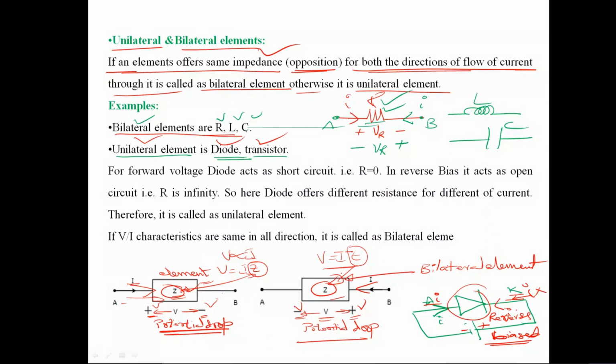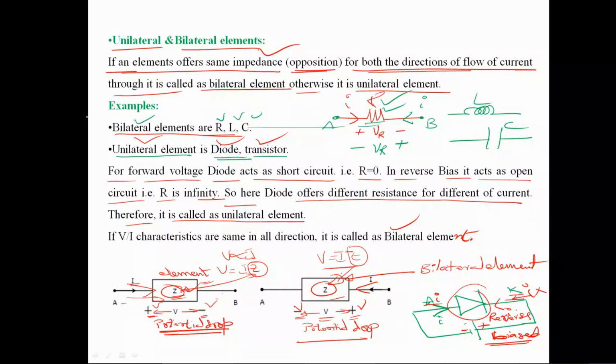Similarly, the transistor also. These are the two examples explained here. For a forward voltage, the diode acts as a short circuit, that is R is equal to 0. In reverse bias it acts as an open circuit, that is infinite resistance. So here the diode offers different resistance for different current. Therefore it is called a unilateral element. If the VI characteristics are the same in all directions, it is called a bilateral element. So this is about unilateral and bilateral elements.